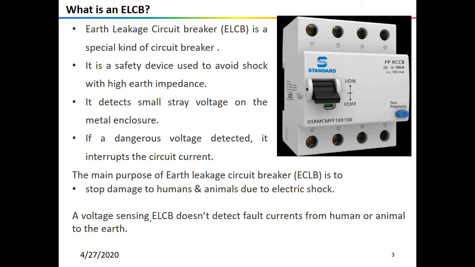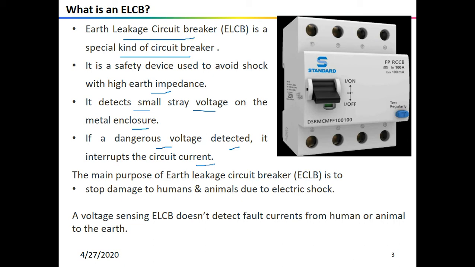So what is an ELCB? ELCB, earth leakage circuit breaker, is a special kind of circuit breaker, and it is a safety device used to avoid shock with high earth impedance. It detects a small stray voltage on the metal enclosure, and if a dangerous voltage is detected, it interrupts the circuit current. So an earth leakage circuit breaker protects us against leakage current that flows into the earth, and these currents can cause electrical shock to operating personnel.